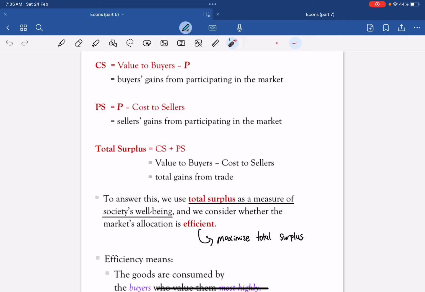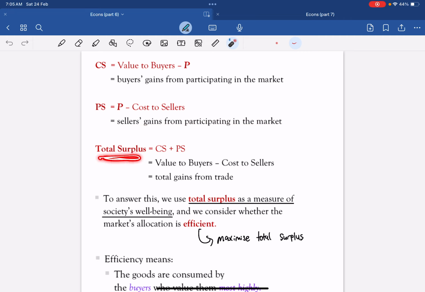And in that essence, we can write out these formulas. Consumer surplus is the value minus the price. So it's the buyer's gain from participating in the market. And for producer surplus, it is the price minus the cost to sellers. So it's the seller's gain from participating in the market.